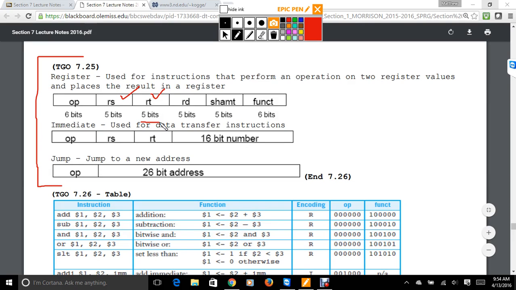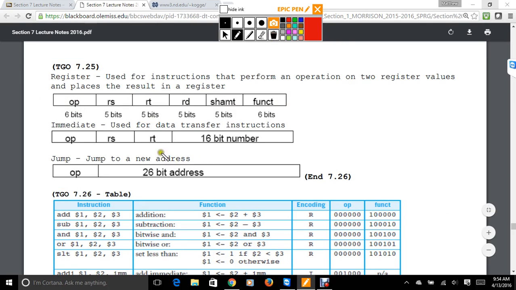You grab this register, you grab that register, perform some sort of operation, which is this opcode here, and then you store it in this data. This value is a shift amount, meaning that if you need to do shift left or shift right logical, it can tell you up to 32 bits what to do. And then this function here is used to differentiate between different types of R-type instructions. So I mean that you'll see this in this table here.